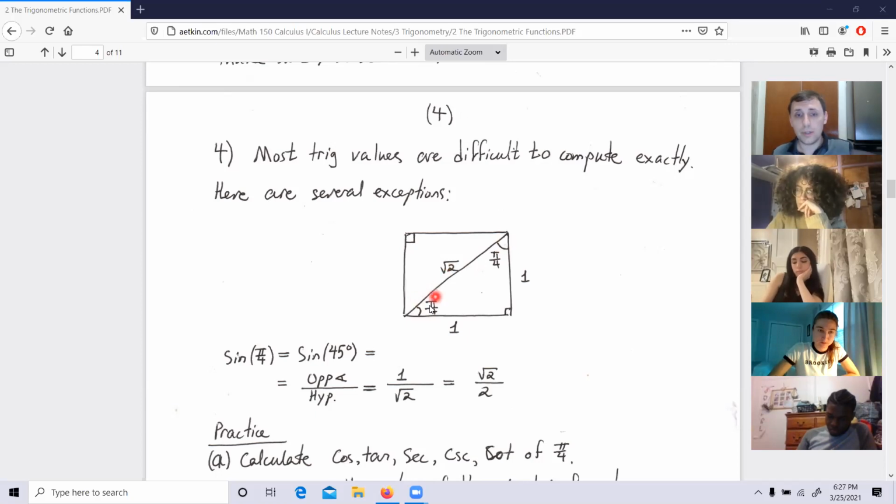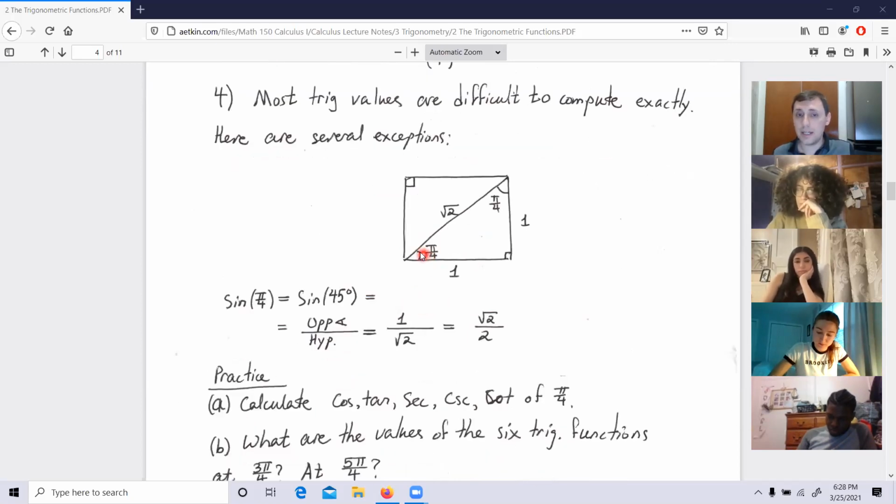Good. So then I can easily read trigonometric identities. Like, for instance, what's cosine of pi over 4? It's simply adjacent over hypotenuse. It's 1 over root 2, which is root 2 over 2. I just multiply numerator and denominator by root 2 to normalize the denominator. Good.